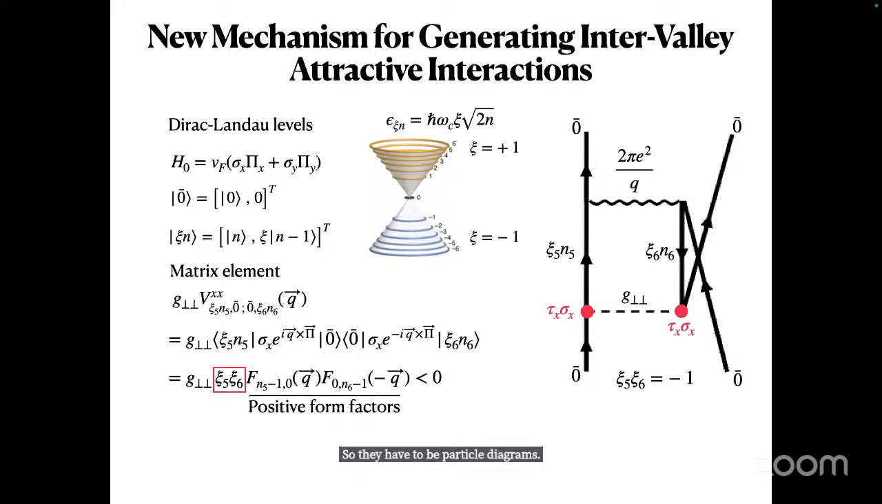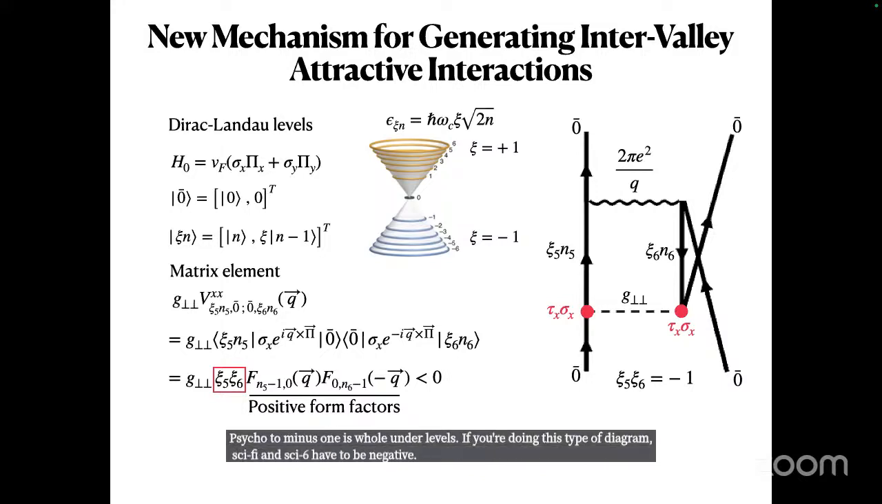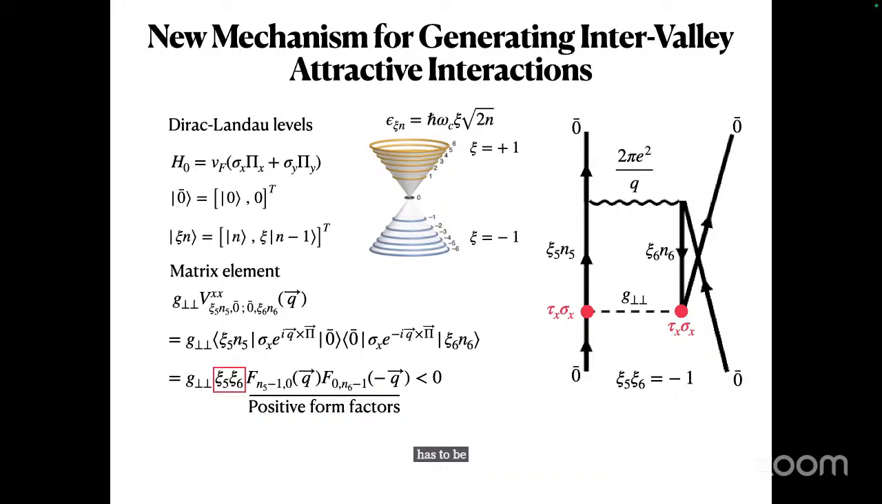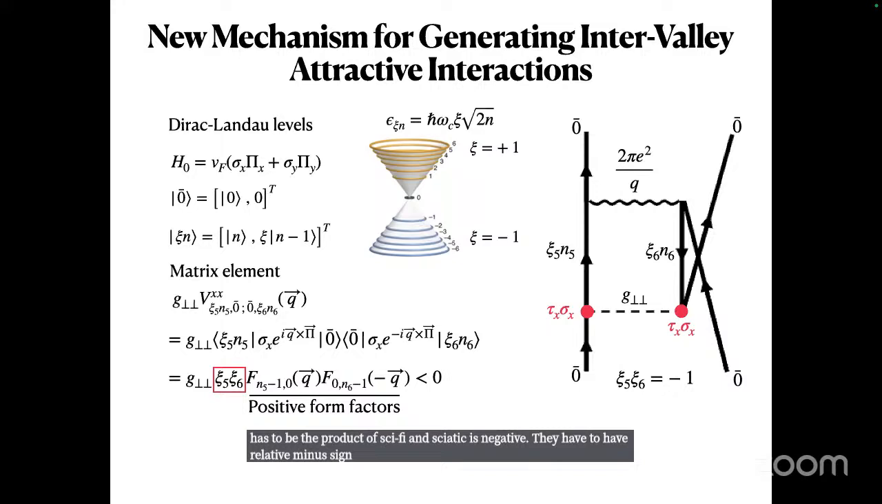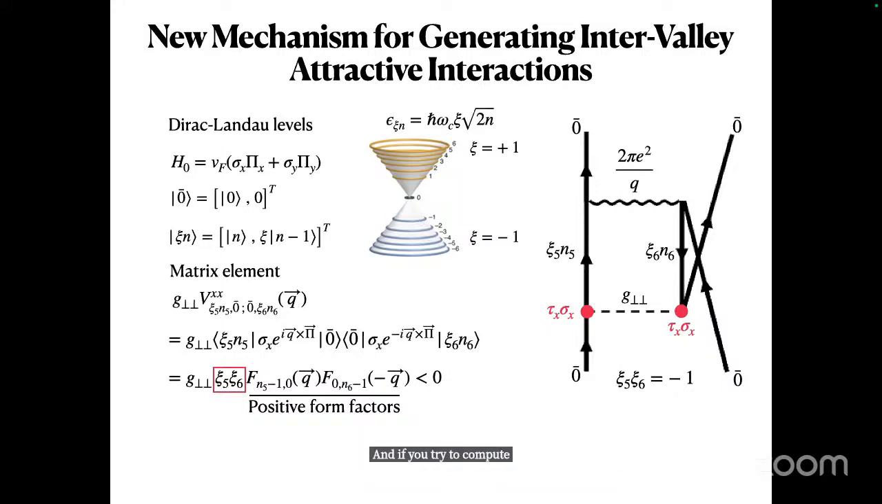So these are my bases. My basis psi +1 is electron Landau level, psi equal to -1 is hole Landau levels. If you're doing this type of diagram, psi5 and psi6 have to be negative. The product of psi5 and psi6 has to be negative. They have to have relative minus sign. And if you try to compute, the matrix elements here, we know, is positive.